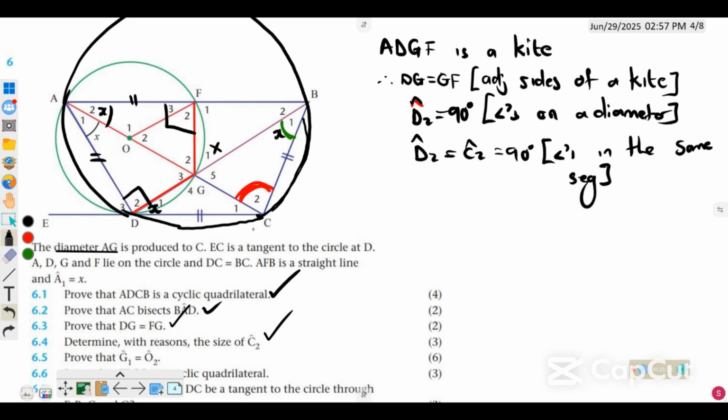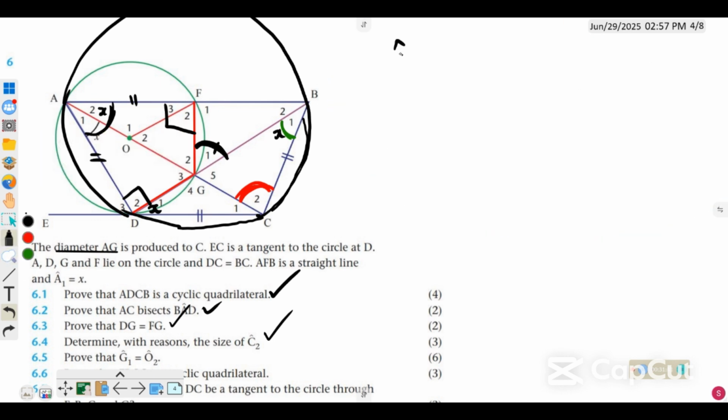Oh, it's easy to find G1, because we have a cyclic quadrilateral right there. And they told us that this is a straight line. Since this is a straight line, then by default, this exterior angle of that cyclic quadrilateral is equal to the interior opposite. So we can start right there and make a conclusion that actually the angle G1 will be equal to the angle A as a whole. But remember, A as a whole is x plus x, so it's 2x. And this is the exterior angle of a cyclic quad.